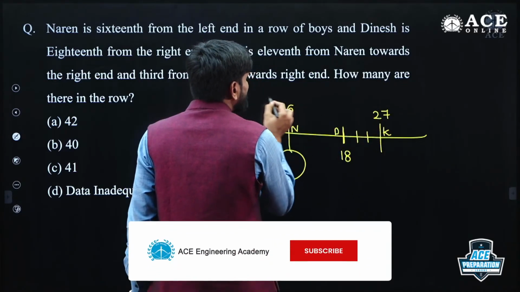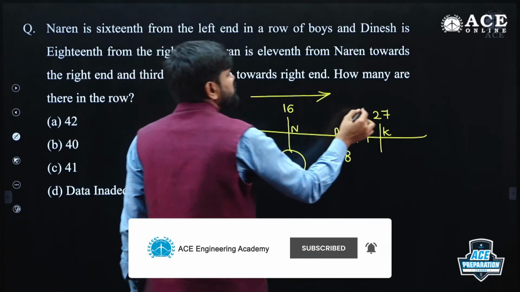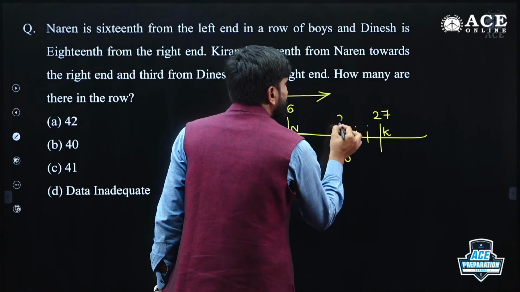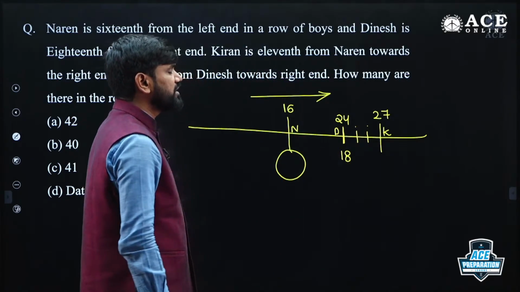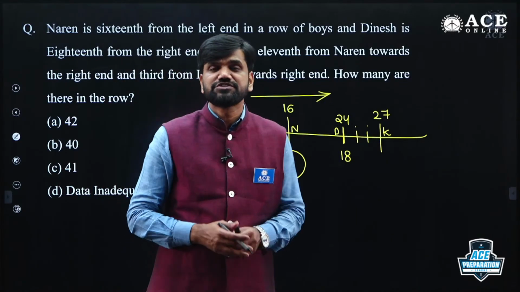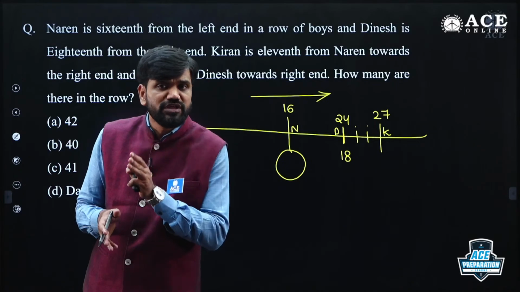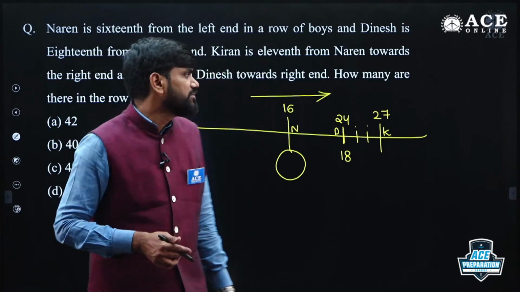This is 27. Numbers will increase from left to right at the top. If it is 27, this should be 26. This is 25. It should be 24. Now I got the position of Dinesh from both the ends. Once you get the position of a candidate from both the ends, finding the total will be easy.